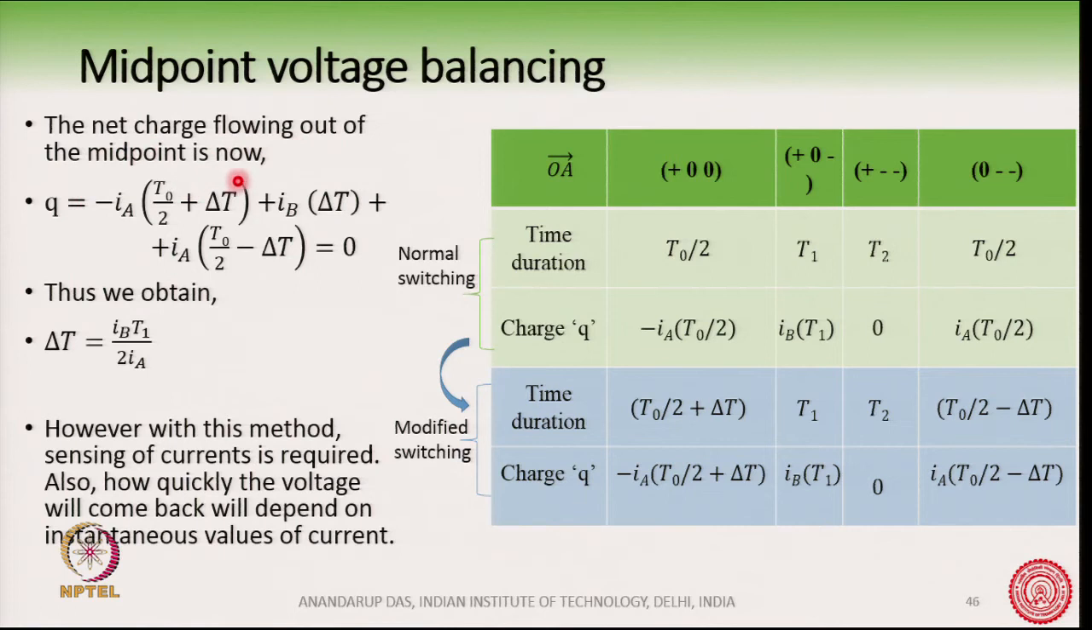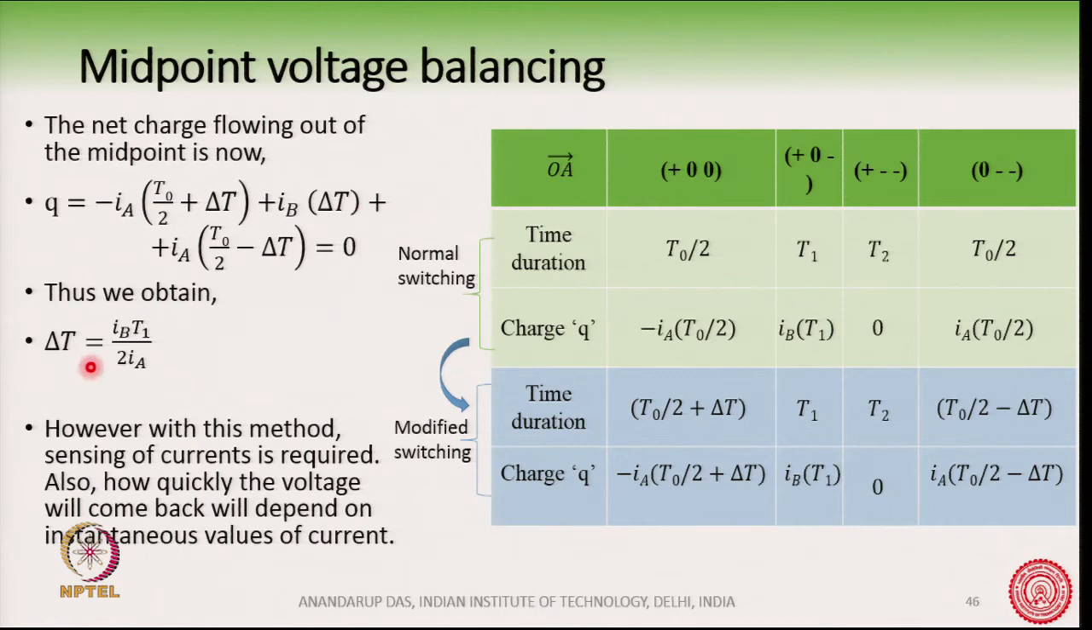The net charge flowing out of the midpoint Q is minus Ia times T0 by 2 plus delta. This is for the plus 0 0 duration here. For the plus 0 minus duration, we have Ib into delta t, this one coming. For this duration, there is no fluctuation, so we can ignore that one, and then for 0 minus minus, we have Ia current flowing for a duration of T0 by 2 minus delta, and this must be made equal to 0, so that the net midpoint voltage fluctuation, or the net charge which is flowing out of the midpoint over this time period Ts, is made equal to 0. So, that is why we make it equal to 0.